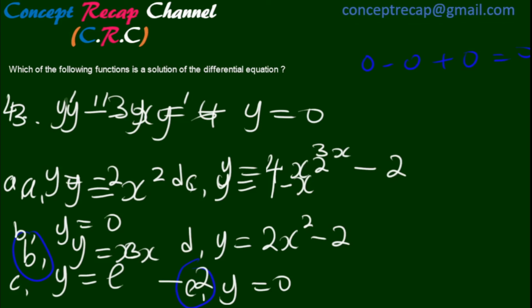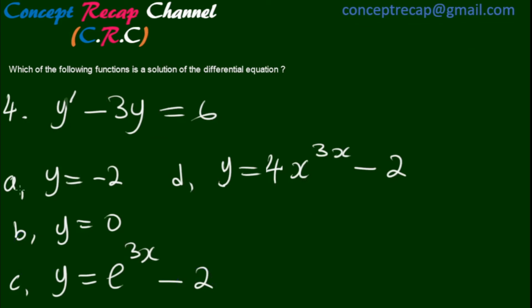So let's see the fourth one. The equation is y prime minus 3y. With this one, you do the same thing. Let's try y is equal to minus 2. You can try it and see if it's a solution.